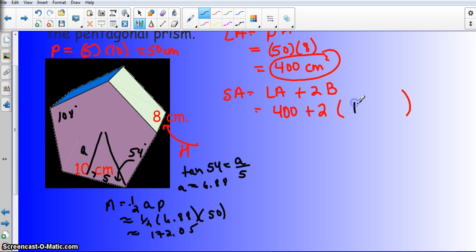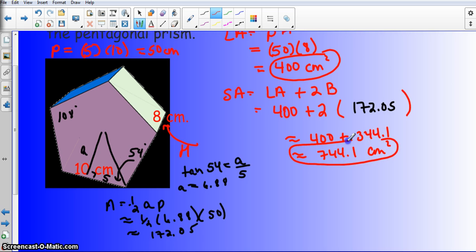I'm going to put that up here. And now I'm going to continue to find my surface area. 400 plus 172.05 times 2, 344.1, and I'm going to add those together. Keep in mind that this is now becoming a big approximation, so 744.1 centimeters squared is my surface area.